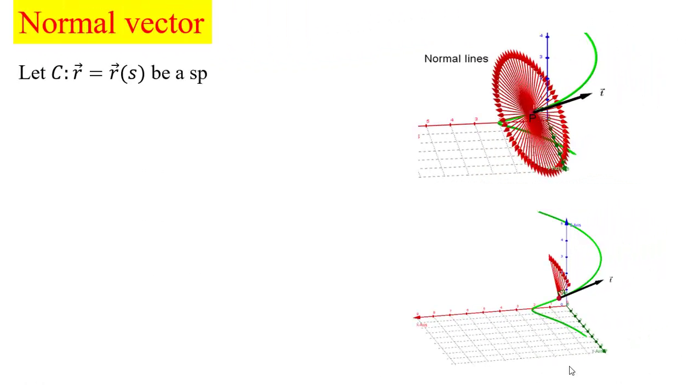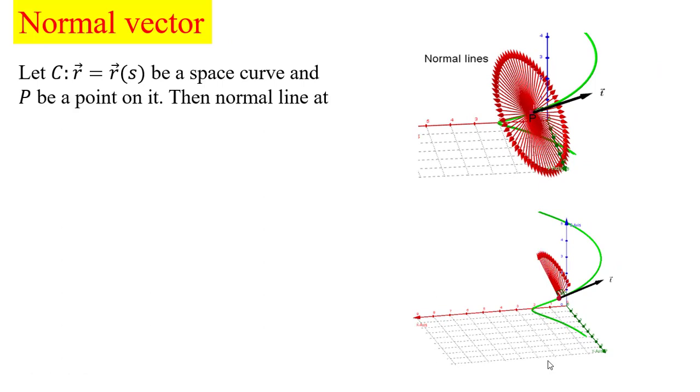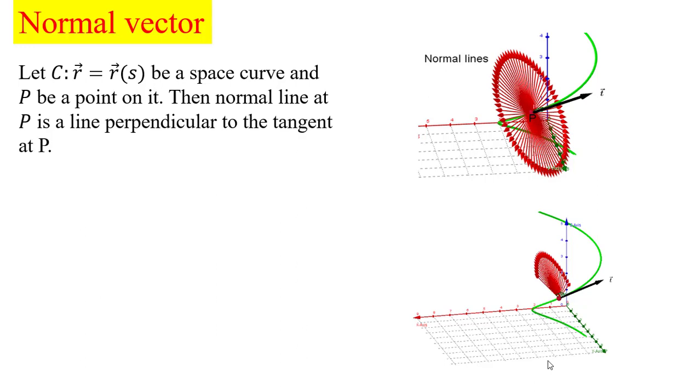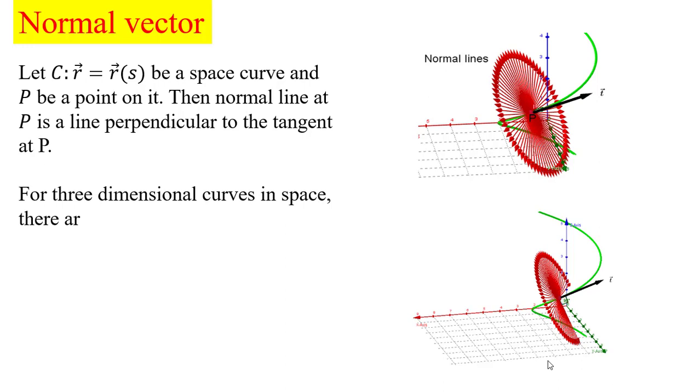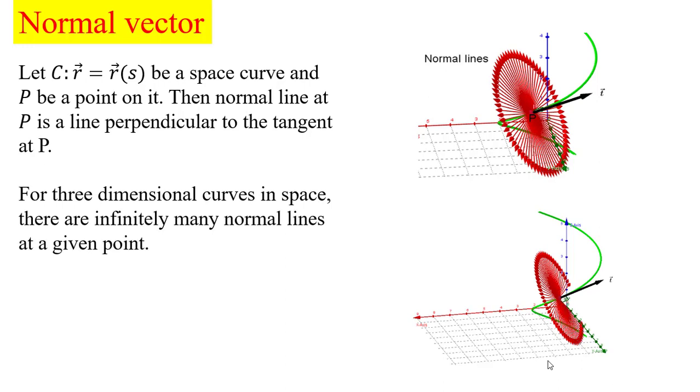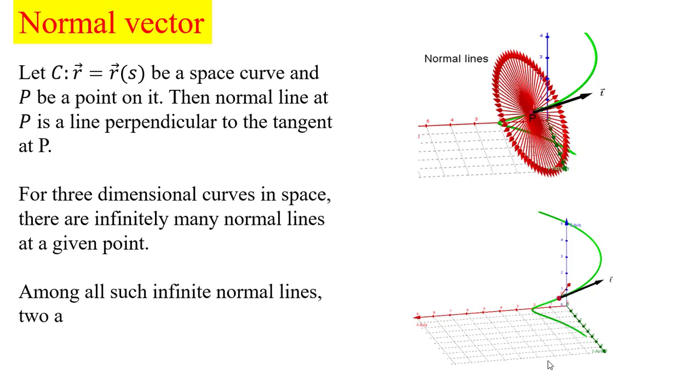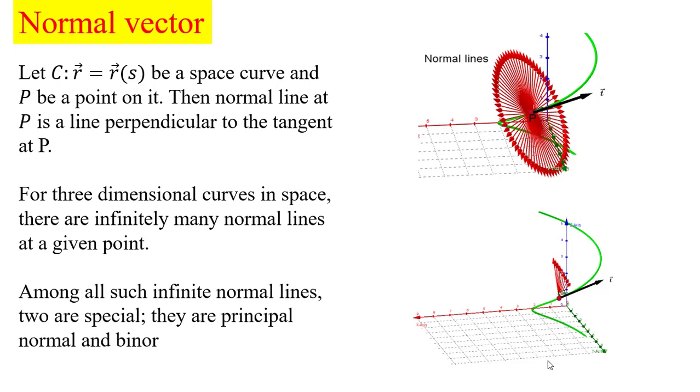Let C be a space curve and P be a point on it. The normal line at P is a line perpendicular to the tangent at P. For three-dimensional curves in space, there are infinitely many normal lines at a given point on a space curve. Among such infinite normal lines, two normals are of special importance. They are principal normal and binormal.